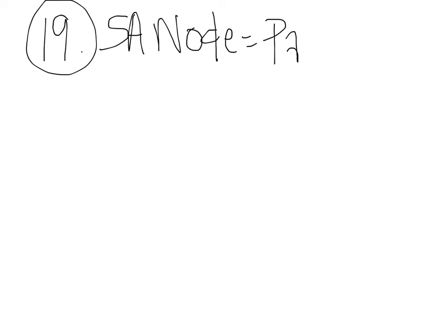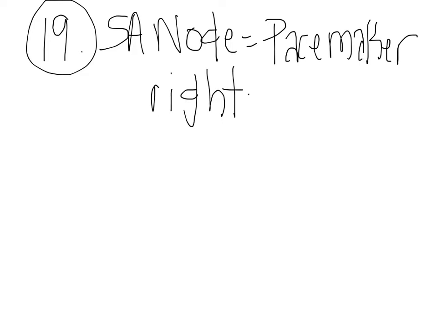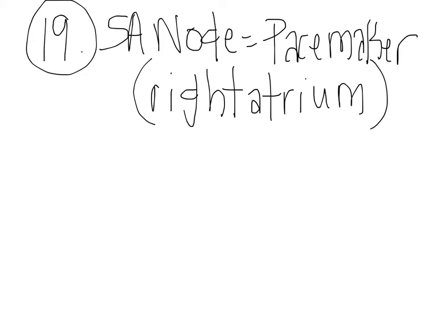So remember, your SA node, that's the same thing as your pacemaker. So that is the pacemaker of the heart. That's what's going to get that heart pumping. It creates that electrical signal to get a heart to contract. So your SA node is your pacemaker, and it is located in your right atrium. Okay, so if you look up at the board right now, if you're sitting in class, you'll see it labeled inside your right atrium. So your SA node is your pacemaker.